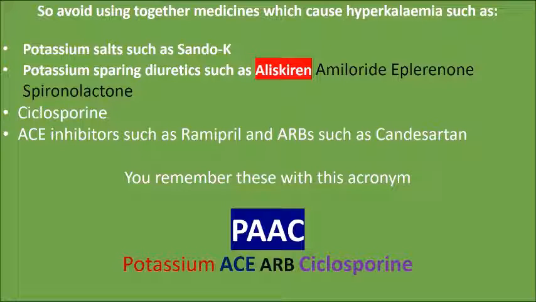You could use PAC to remind you of drugs which you should never use together. Using a potassium sparing diuretic with, say, aliskiren, or an ACE inhibitor with an angiotensin receptor blocker is extremely dangerous and could be fatal. It could result in fatal ventricular arrhythmia.